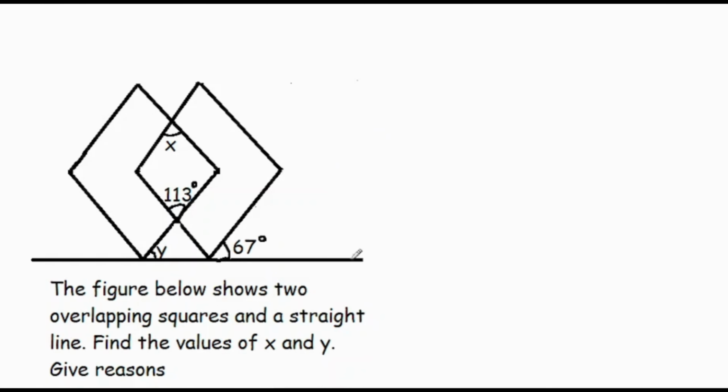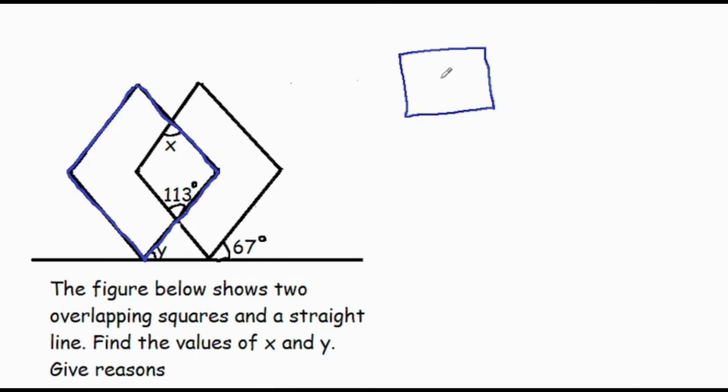Alright, we were told in the question that we have two overlapping squares. Let me trace out the first square. This is the first square. I'm using a blue ink. Can you see that? A square is a four-sided figure.